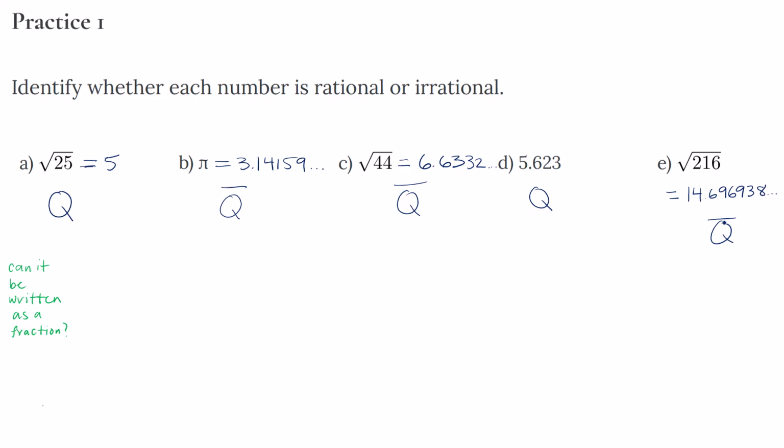Another way to identify if a number is rational or irrational is to check if it can be written as a fraction. If it can be written as a fraction, it's rational. If it cannot be written as a fraction, it's irrational.